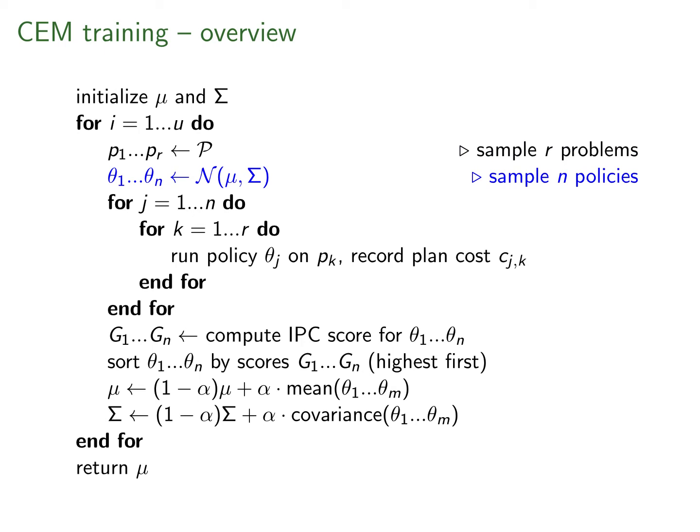We then sample a number of search policies from the current Gaussian distribution over the policies. And then we essentially put the policies in an IPC-like competition against each other. So we run each of the policies on each of the problems, and we compute their aggregate IPC scores to pick the m best performing ones. The mean and covariance of the distribution are then updated towards the mean and covariance of the best performing policies. After a number of iterations, the result is the mean of the final policy distribution.